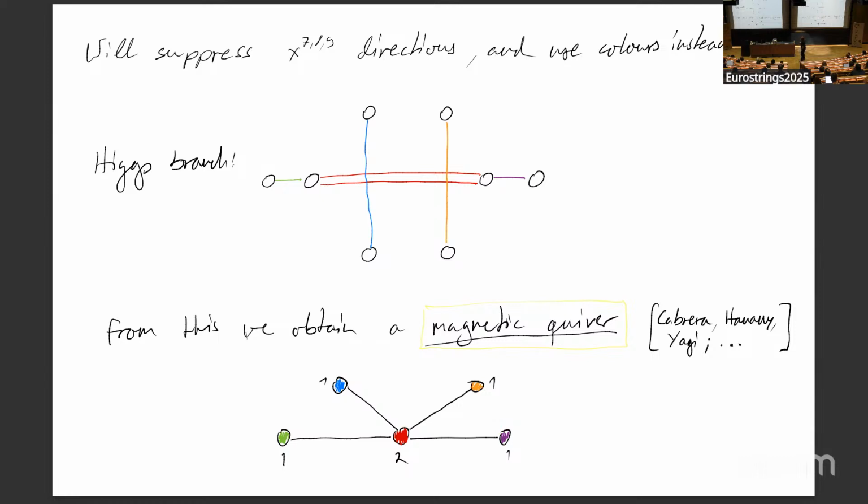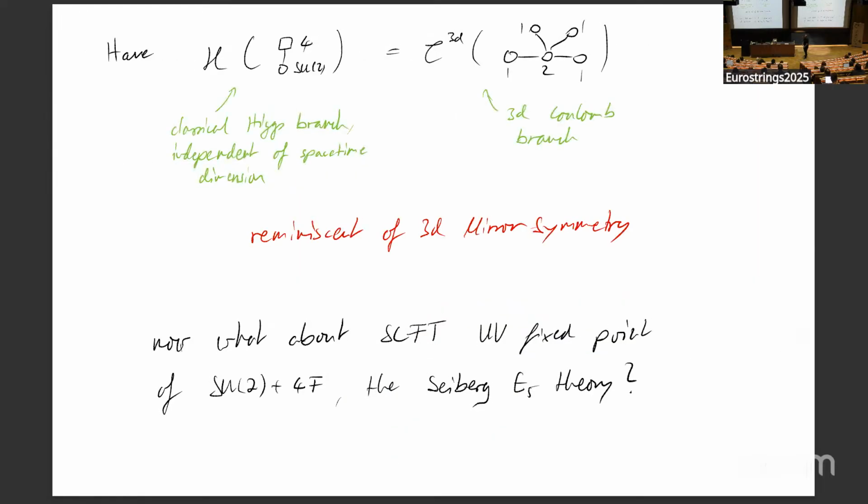And now, okay, we have some quiver. So the key equation is that the Higgs branch of our theory, and here this is just some classical Higgs branch because we're at finite coupling, is going to be the 3D Coulomb branch of this magnetic quiver. And this is reminiscent of 3D mirror symmetry. And nevertheless, this is a statement that we're making in 5D. We're comparing a 5D theory to some 3D theory. There is no 3D mirror symmetry, but the Higgs branch of one is the Coulomb branch of the other. So this is, let's say, a computational tool.